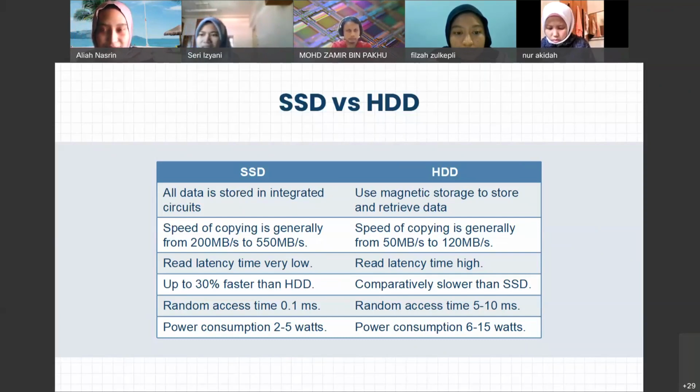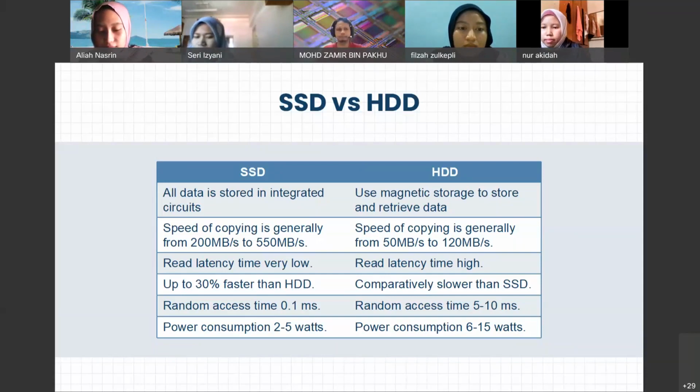For file opening speed, the SSD can open 30% faster than HDD, and the random access time for the SSD is 0.1 millisecond, while the HDD can be 5 to 10 milliseconds.